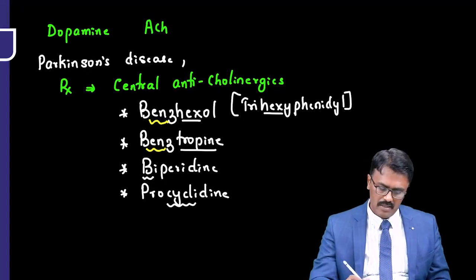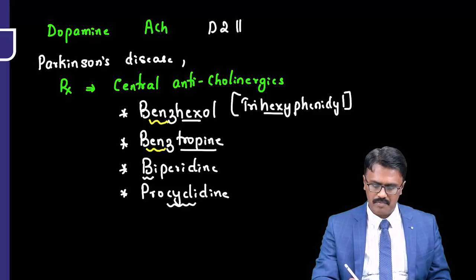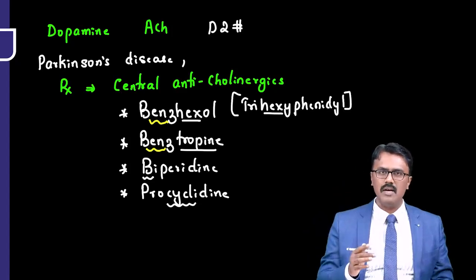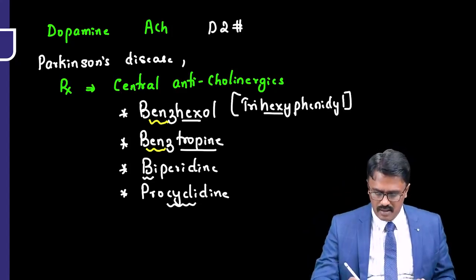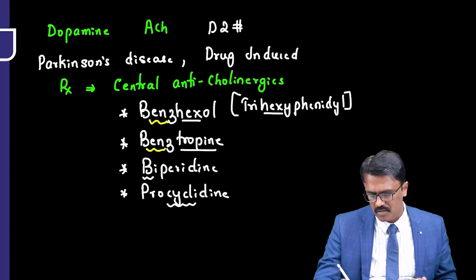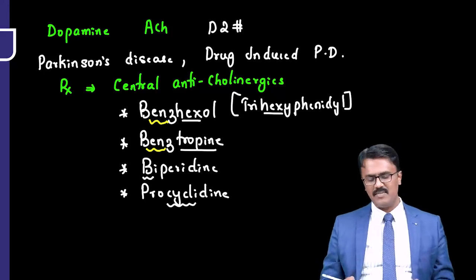Not only Parkinson's disease, sometimes we use drugs which block D2. Even when you block D2, the acetylcholine activity goes up and the patient will have Parkinson's disease, and that is called drug-induced Parkinson's disease. Drug-induced PD means Parkinson's disease. Right? So that is about the CNS.